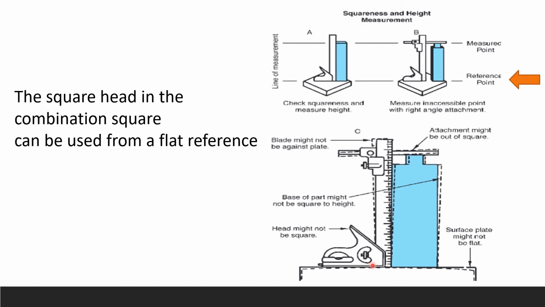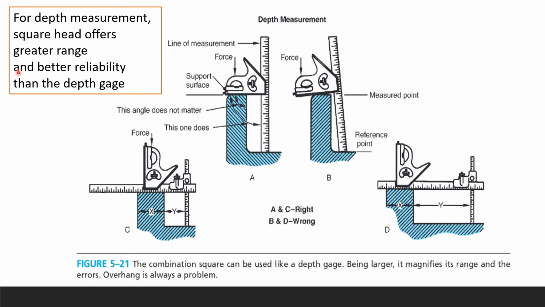Here it's showing you your square head, and the combination square can be used from a flat reference. Here you can see your reference point, and that's your measure point. For depth measurement, the square head offers great range and better reliability than the depth gauge.